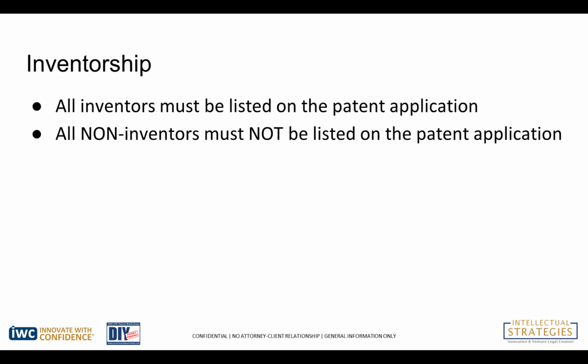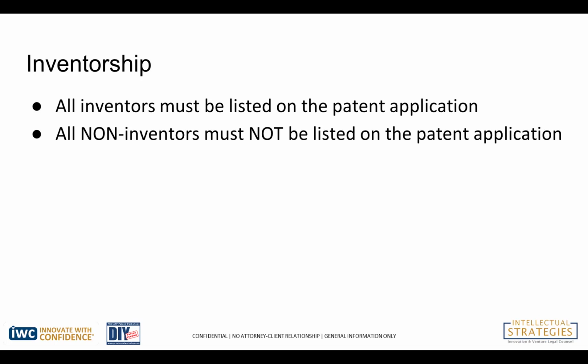Before we talk about who is and is not an inventor, we should talk about why inventorship is important for patent applications. The first rule that's important here is that all inventors must be listed on the patent application. The corollary to that rule is that all non-inventors must not be listed on the patent application. This is important because a patent application can be denied issuance, or a patent that is issued from a patent application that lists the incorrect inventors can be invalidated if the inventorship is not listed correctly.